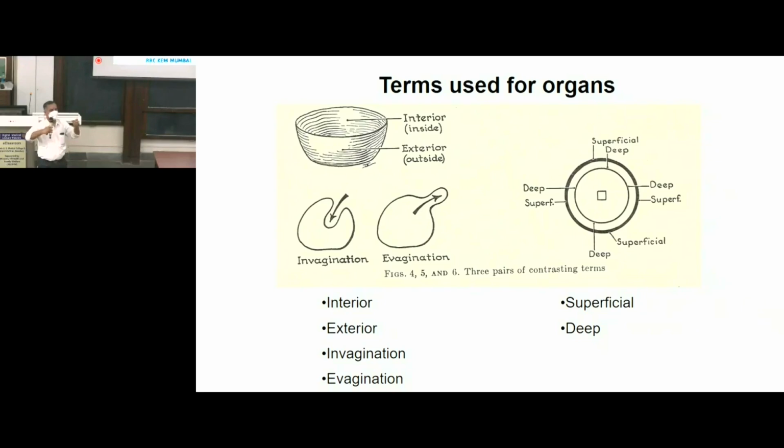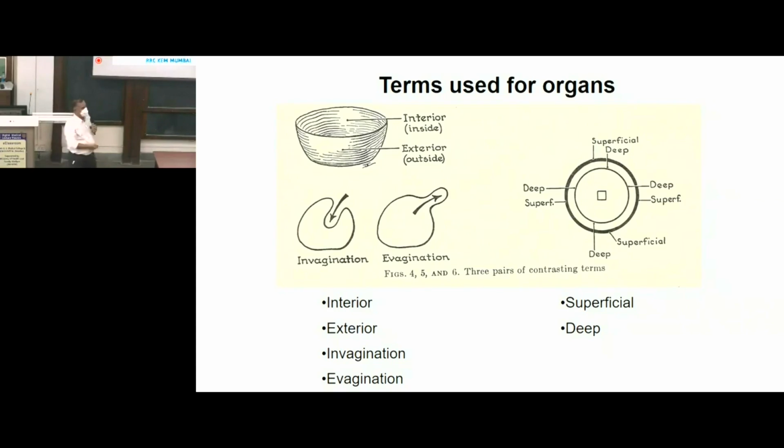You have seen a sword. The sword is kept inside the sheath. So that sheath is vagina. If there is a protrusion within the organ, which is shown in this diagram, this is invagination. If there is a protrusion on the surface, that is evagination. E is outside, exterior. So this sheath is formed outside on the surface. This sheath is formed within the organ. That is invagination and this is evagination.